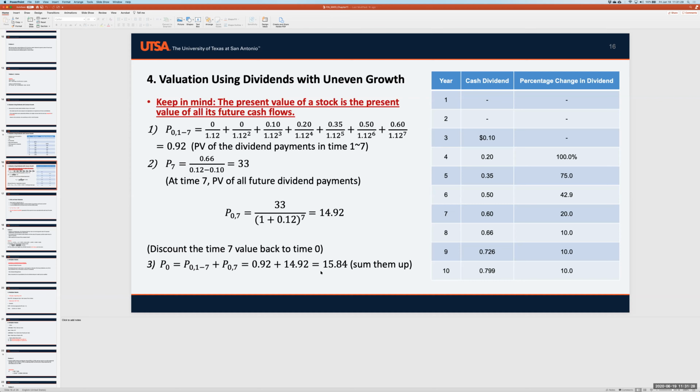I explain the calculations in more detail there. But simply you first calculate the present value for 7 years, and then you see we have stable growth rates, and you just use the perpetuity formula and find the value of the stock for time 7, and then you discount this cash flow to time 0, and you sum up the two values, and you find the value of the company at time 0, which is 15.84.